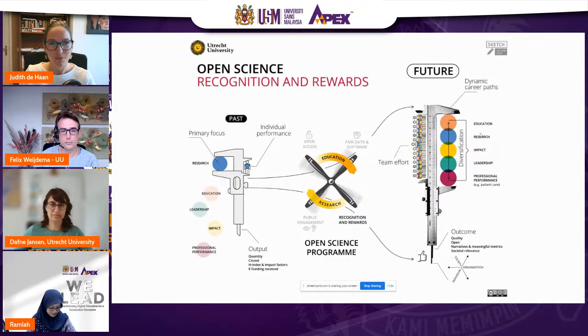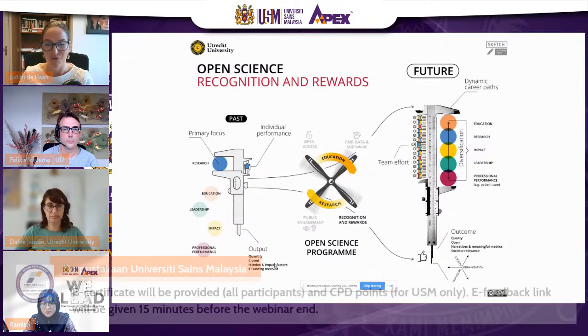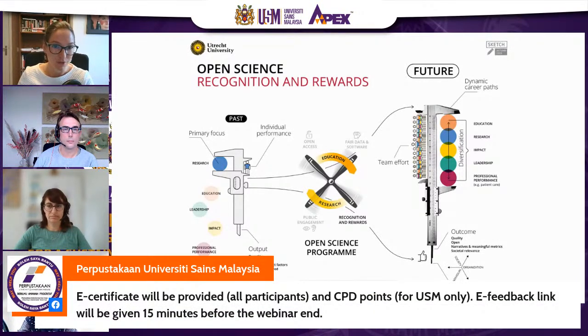And for all of this to work, we need to change the recognition and rewards system that we have at Utrecht University, or actually it should be changed in the whole scientific community to make open science work. Because what has happened in the last decades is that the primary focus of what we recognize and reward in individual researchers is the research focus. So we mainly look at what people do on their research track, and we look at output, mainly the quantity. So how many papers do you publish? Where do you publish? Is this a high impact journal? Or how does your H-index increase by this publication? Or what is the amount of money that you apply for and actually get?